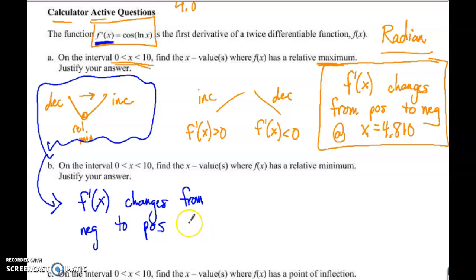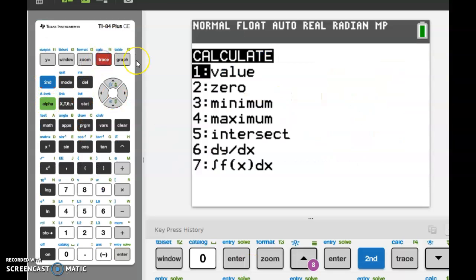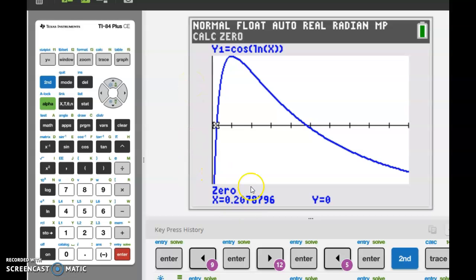F prime at x equals, and then it's really the same button pushing. Second trace, we want the 0. You can hit 2 there. Just move your cursor all the way to the left of that 0. Oh, too far. Hit enter to the right, and then your best guess, about 0.208.